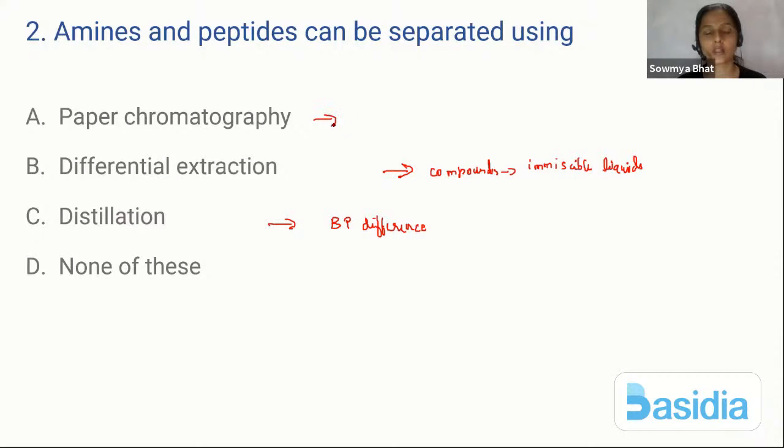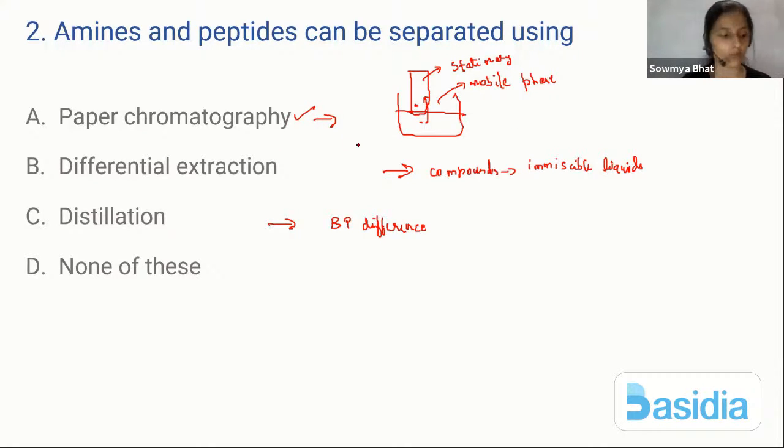The one which is remaining here is the paper chromatography. Paper chromatography refers to when you have a paper and it is kept in a solvent and you mark the substance which you are going to separate, and here there is a solvent which is the mobile phase, and the pores of this paper are the stationary phase. So based on their ability to climb into the paper, the substances can be separated. So the correct option would be option A, that's amines and the peptides can be separated using paper chromatography.